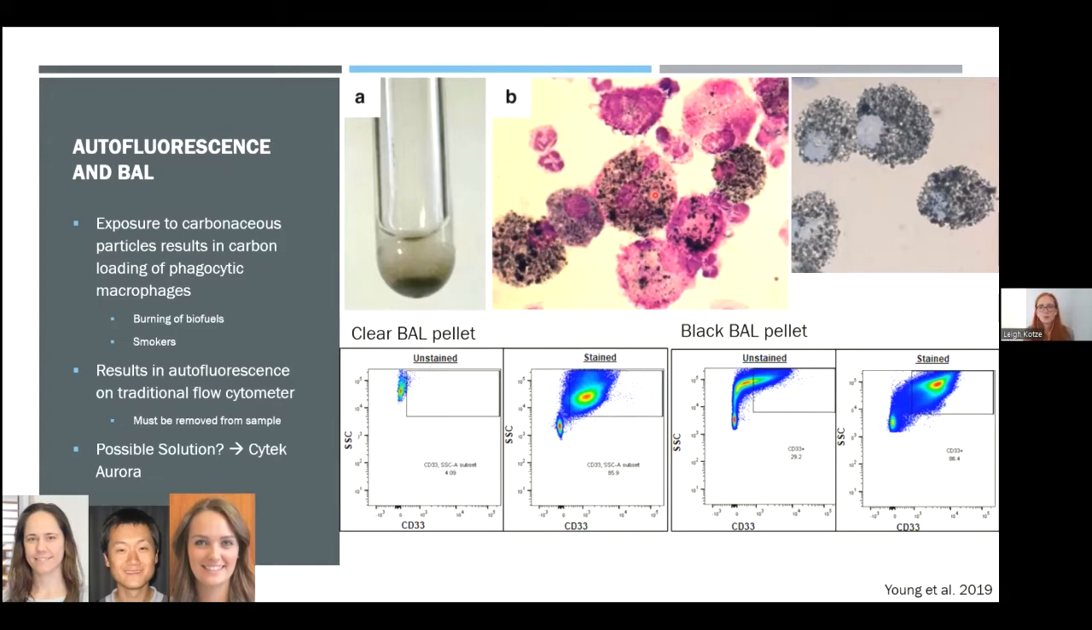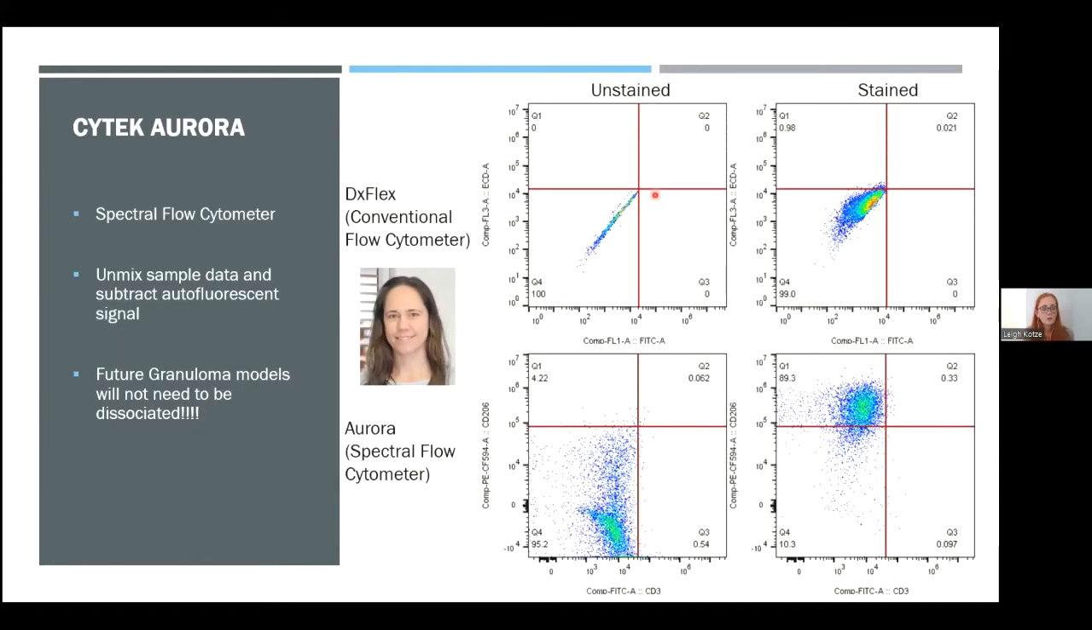So because of this, we struggled to do some flow cytometry on our own granuloma models, but we managed to get around this by removing the macrophages from culture after the 7-day period. Luckily, going forward, we have acquired the Cytek Aurora, which is a spectral flow cytometer, and this allows us to unmix the sample data from the autofluorescent data, and has given us the ability to investigate the entire 3D granuloma structure in one go going forward, which is very, very exciting.